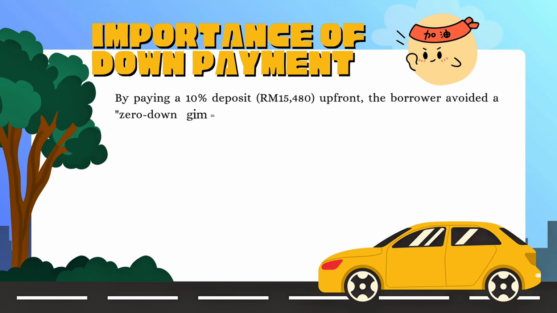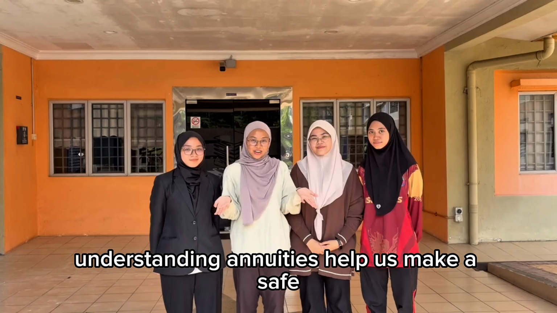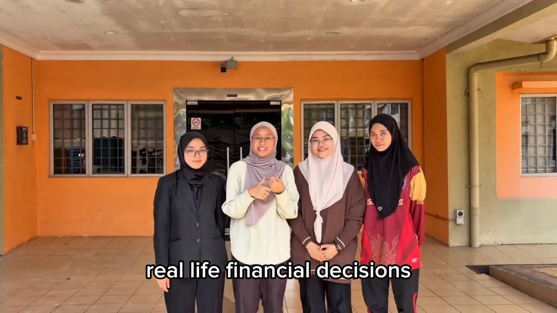So, let's look at the importance of down payment. By paying a 10% deposit upfront, the borrower avoided a zero down loan and reduced the initial loan principal to 139,320 ringgit. This lower principal resulted in lower monthly payments and less total interest than a zero down loan would have required. Understanding annuities helps us make safe, real-life financial decisions.